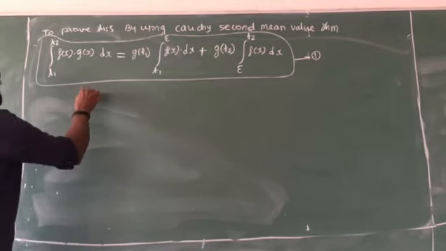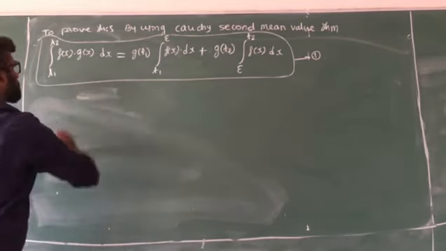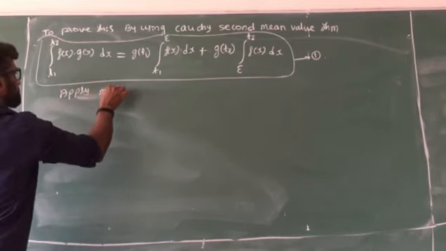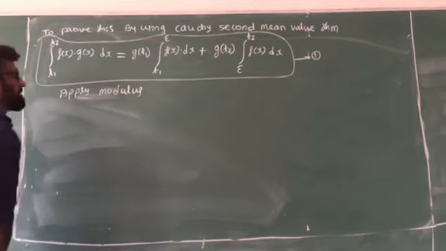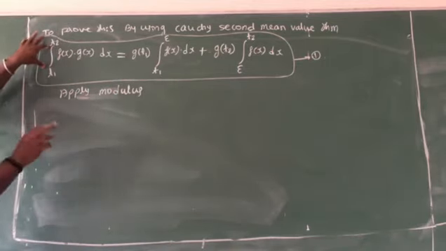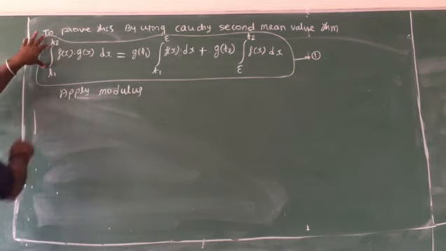To prove this, sorry, what should we do for this? Apply modulus on both sides. Let me apply modulus to this. Because the function is bounded, g of x is bounded.